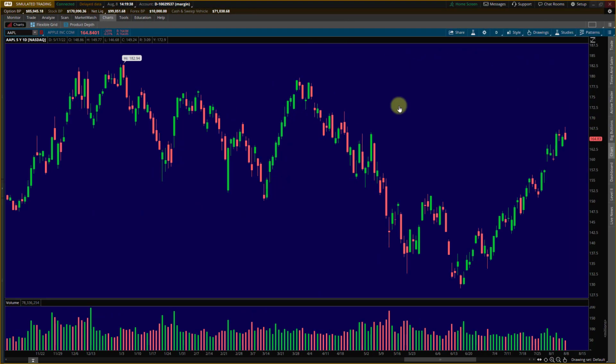All right, so now we're into the ThinkorSwim platform. I'm going to use Apple. Here are the candles, and down below is the volume. This is just a standard volume. And so what ThinkorSwim allows you to do is to make the bar green if it's a green candle on that day, or to make the bar red if it's a red candle.